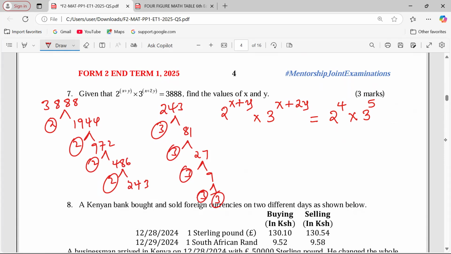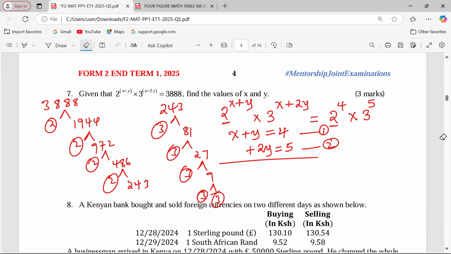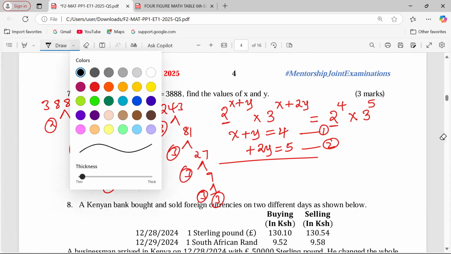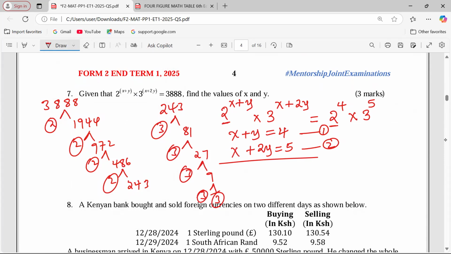So now we can equate corresponding powers. So the powers of 2 here and the powers of 2 here, x plus y is equivalent to 4, this is equation 1. Then again, x plus 2y is equivalent to 5. This is equation 2. We can solve simultaneously. Allow me to prefer what we call the elimination method, simply because I'm rushing for elimination because the coefficients of x in both equations is 1. So the coefficient of x in equation 1 is 1, and in equation 2 is also 1. Therefore, we can subtract directly corresponding terms.